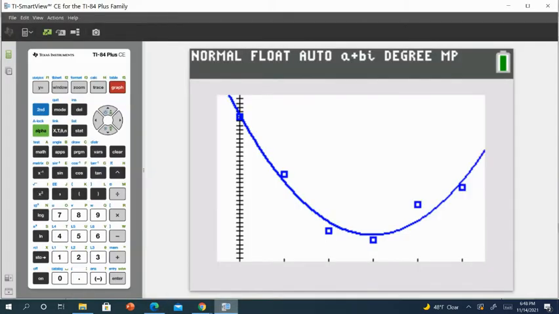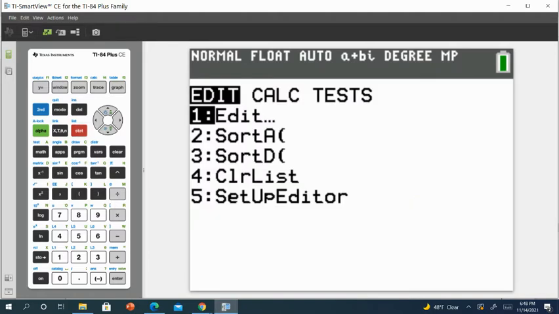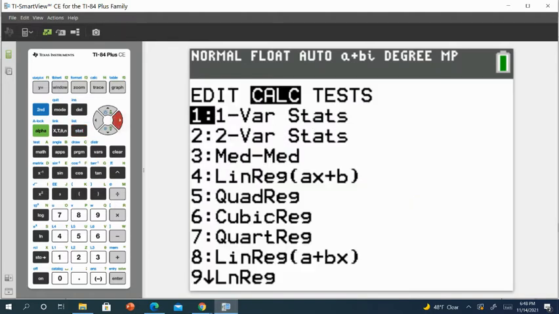If we look at the graphing calculator and we go to stat and we arrow over to calc, number 4 is linear that we learned about in lesson number 1. Number 5 is quadratic that we learned about in lesson number 2. In lesson number 3, we're going to focus on cubic, which is number 6, quartic, which is number 7.